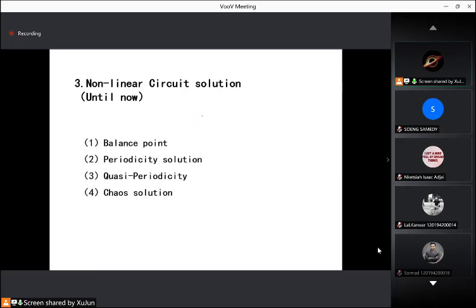For any nonlinear circuit solution, Huminghou found 4 kinds of solution. The first kind is the balance point, and then the periodic solution, or quasi-periodic, and the chaos solution. The total is four. The balance point and periodic solution are easy to understand. For these two, it will be a little difficult.